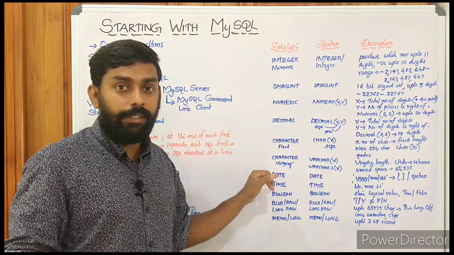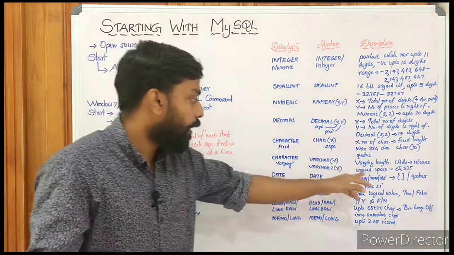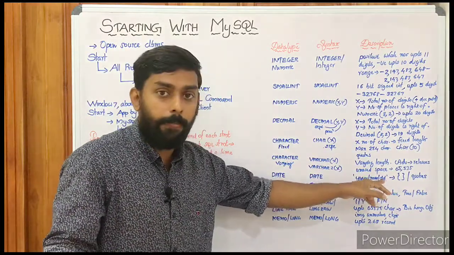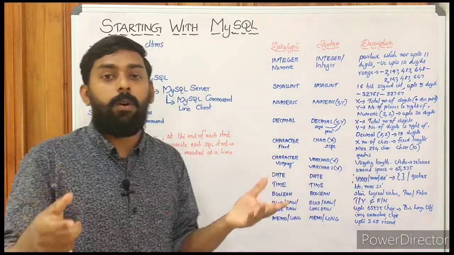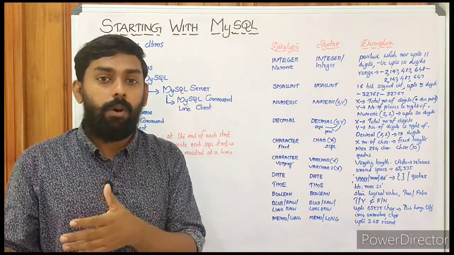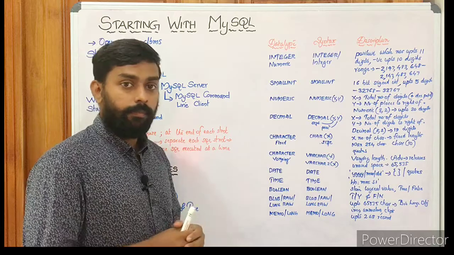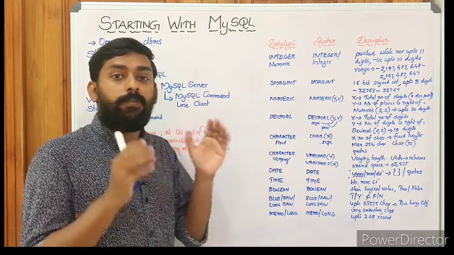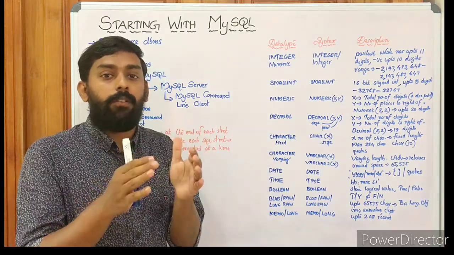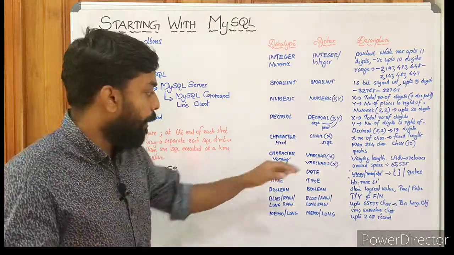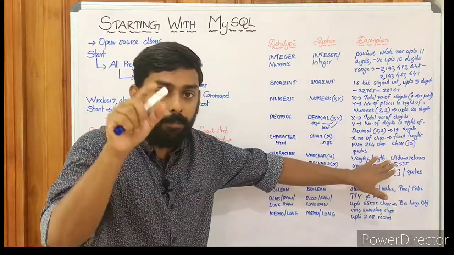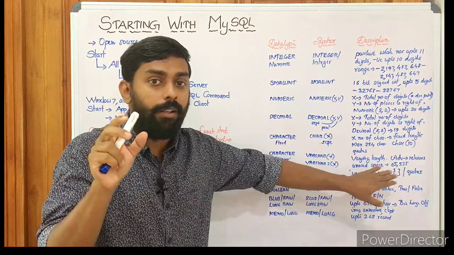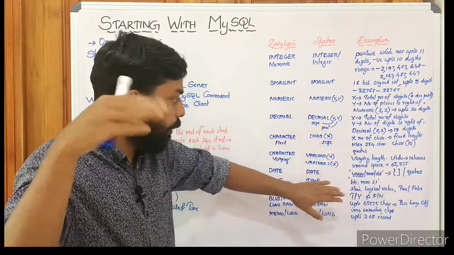Next we have date. Date is used for storing dates, of course. It's in this format: year, month, and date. It's used for storing date of birth, year of joining, date of joining. But the condition is it must be enclosed in quotes, single quotes or double quotes, whatever it is.